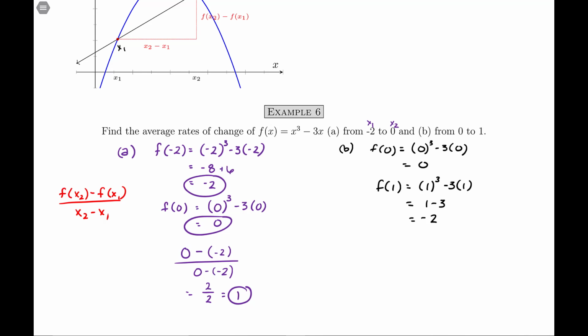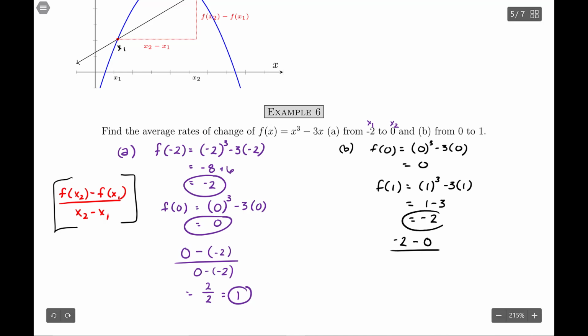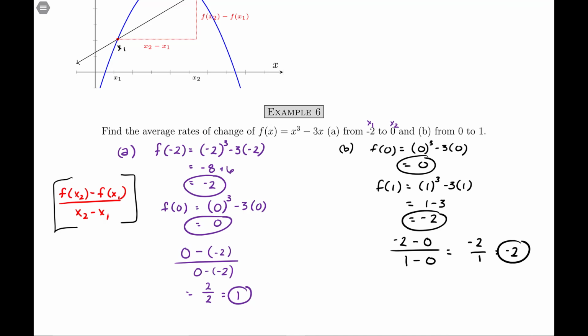So now we're going to use the average rate of change formula. And so f of x sub 2 is negative 2 minus f of x sub 1, which is 0. So that's the negative 2, and there's the 0. And then it's going to be divided by our x sub 2 minus x sub 1. And we get negative 2 over 1 is negative 2. So the average rate of change from 0 to 1 is negative 2.